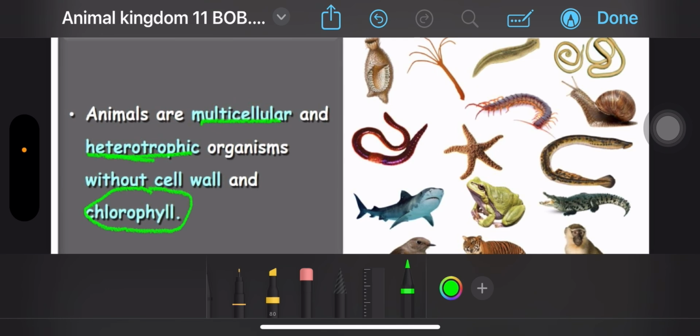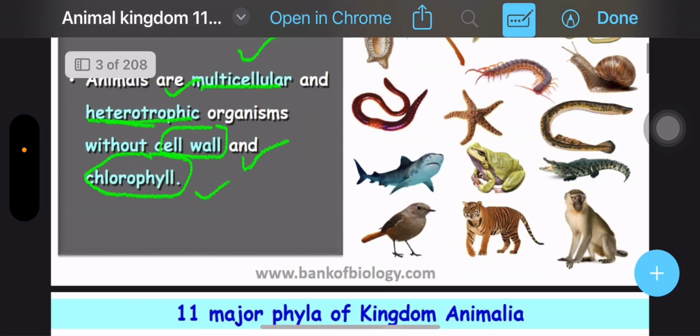You know that a cell wall is present only in plants. Here it is without cell wall. The first character is multicellular. The second character is heterotrophic organisms. Third, the cell wall is absent and chlorophyll is also absent. That is what we can generally say is an animal, right?